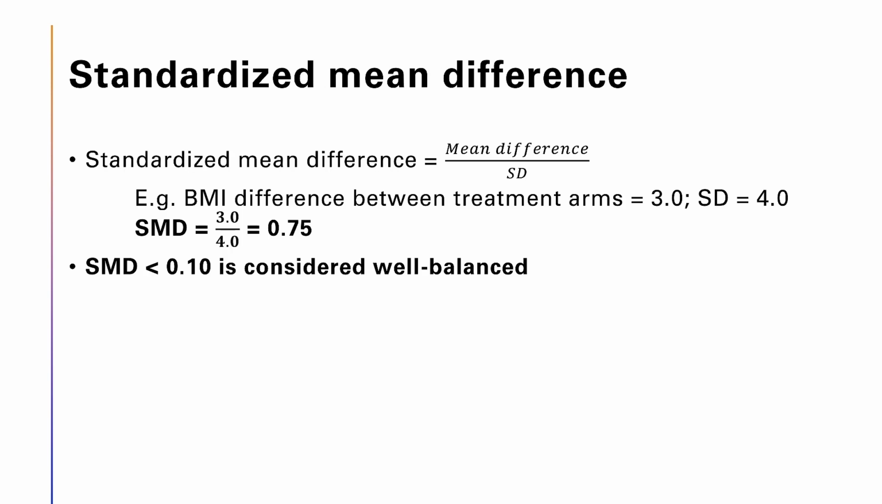So let us first delve into how standardized mean differences are calculated to better appreciate how propensity score matching increases balance in the observed covariates. So the standardized mean difference (SMD) is calculated as the mean difference divided by the standard deviation of that variable. For example, the difference in body mass index between groups is 3.0, and the standard deviation is 4.0. So the SMD would be 0.75. Conventionally, SMD less than 0.1 or 10% is considered to be well balanced between groups.